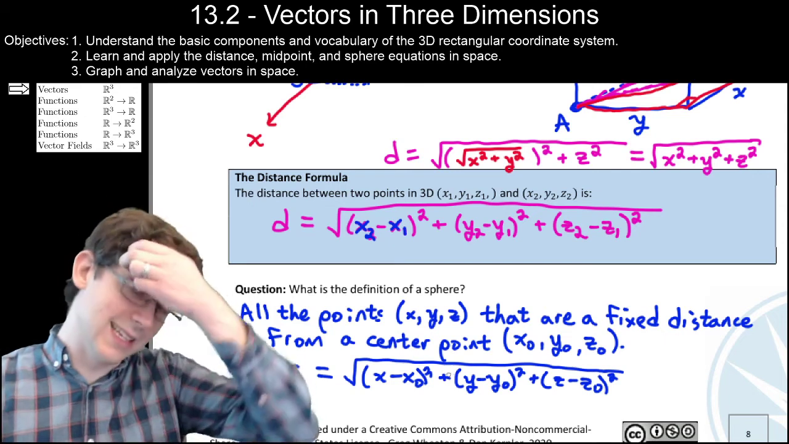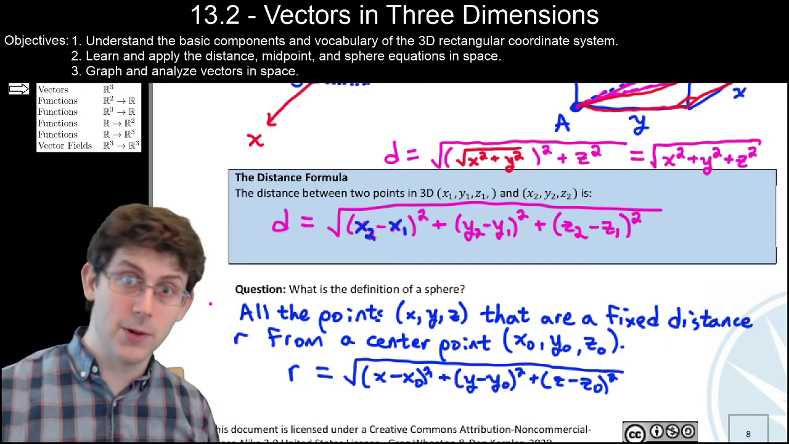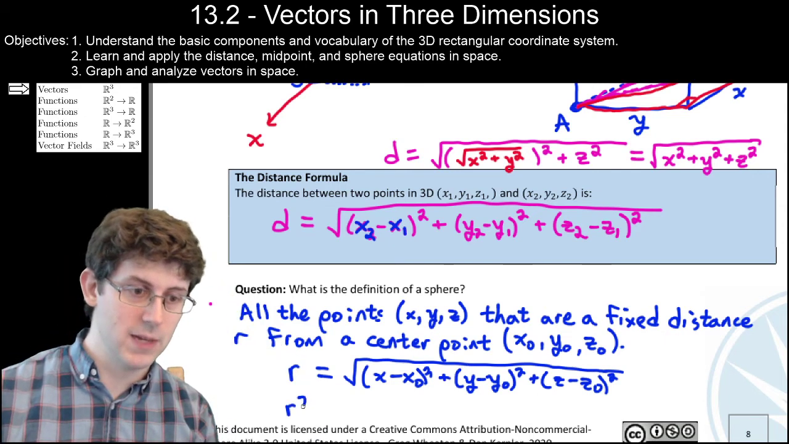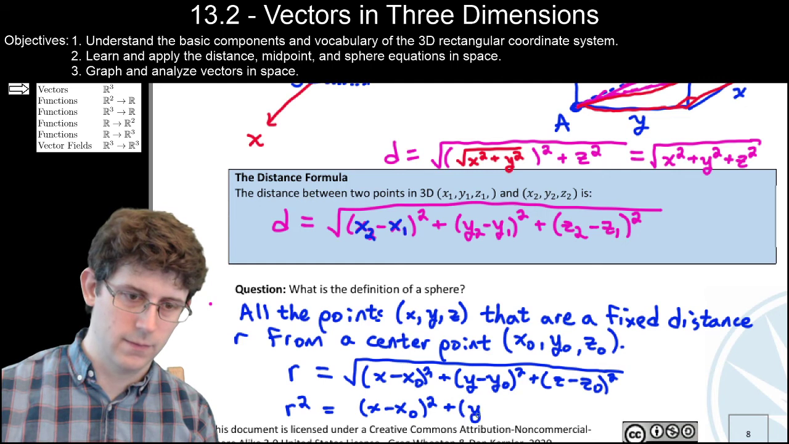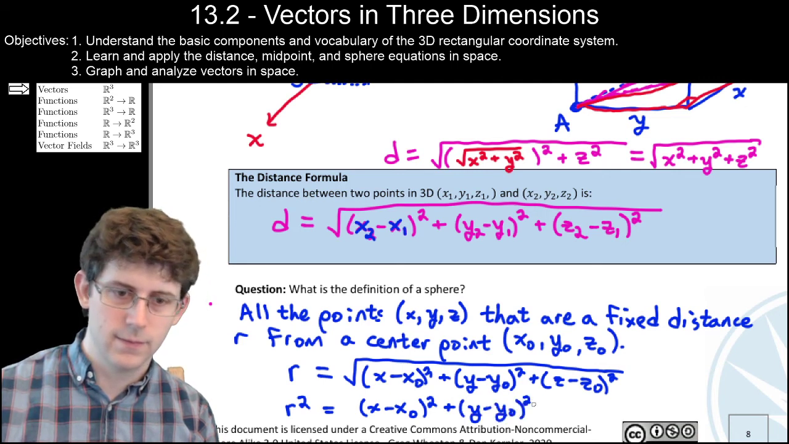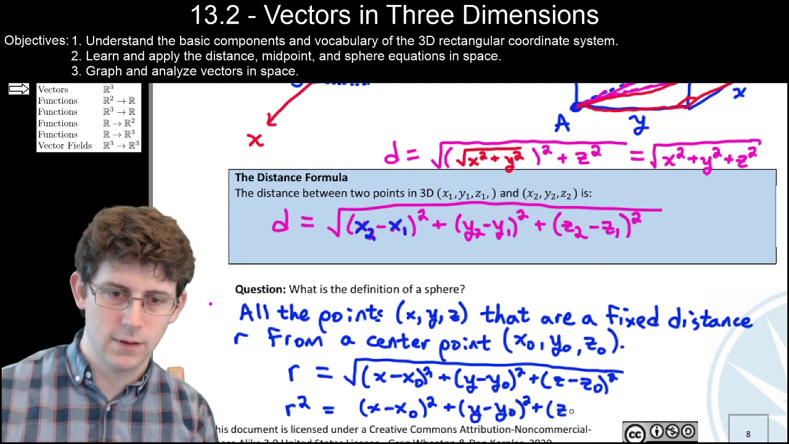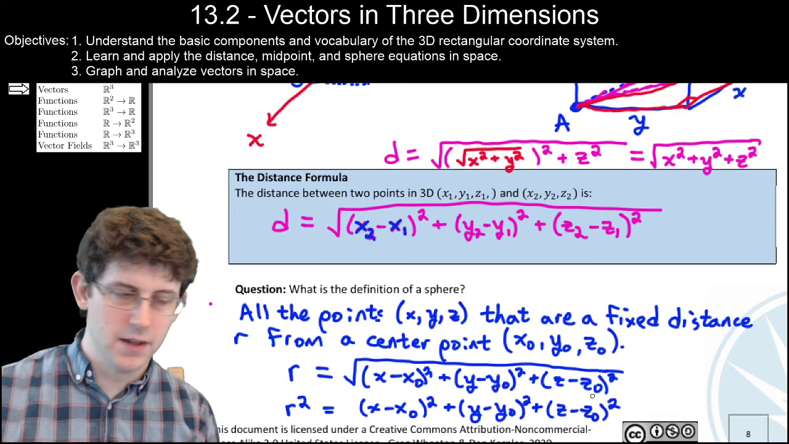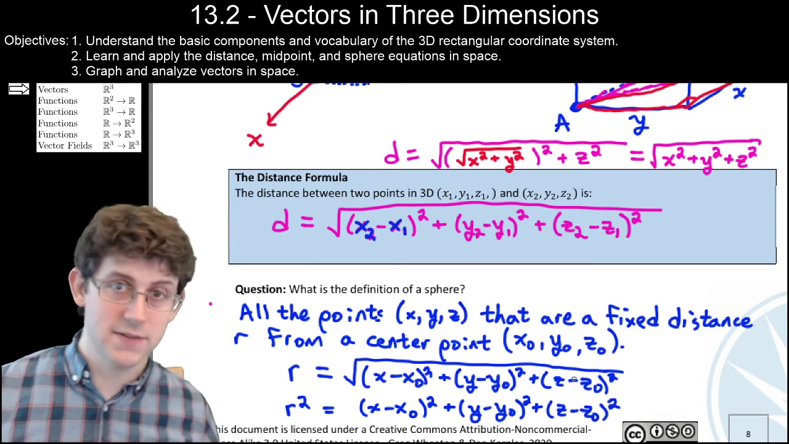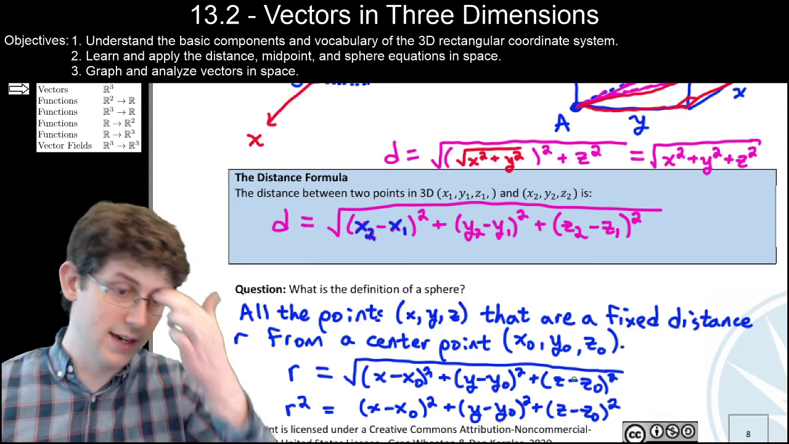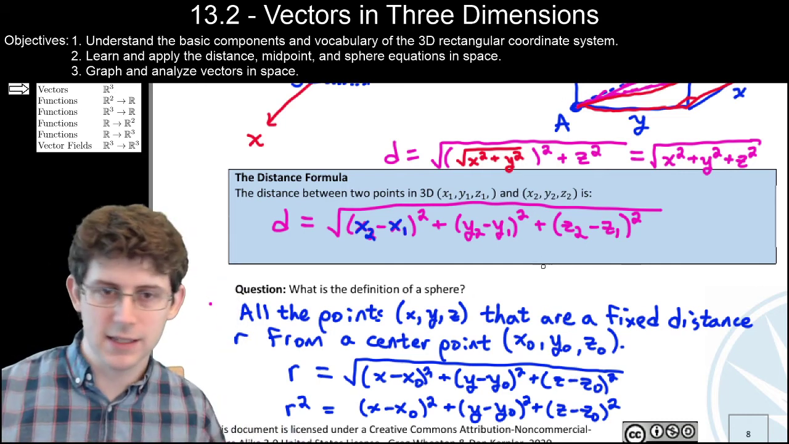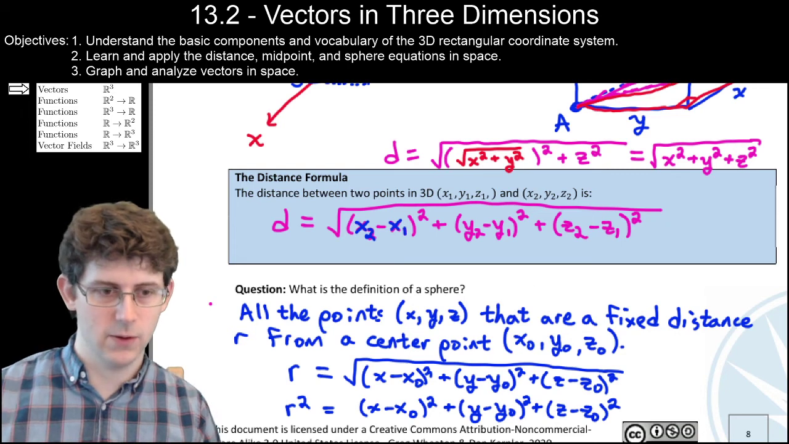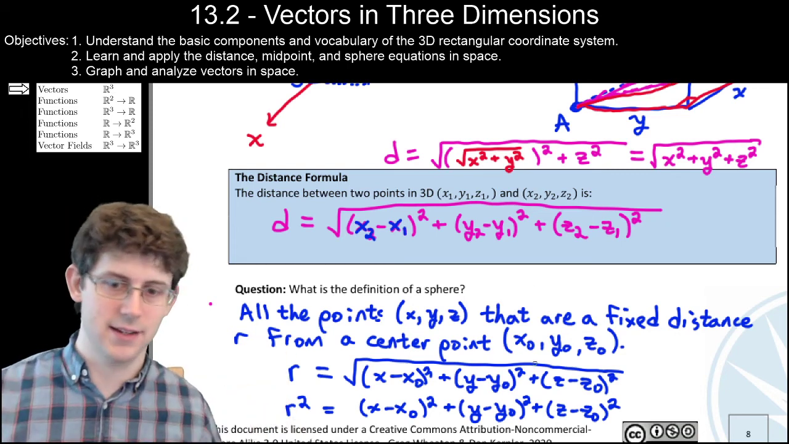Usually we don't write it this way because it's ugly. Usually we square both sides so that we get a nice looking formula. But the standard equation for a circle, the standard equation for a sphere, they're all the same thing as the distance formula. And the distance formula is all the same thing as just the Pythagorean theorem. So it's all kind of like one common fact.